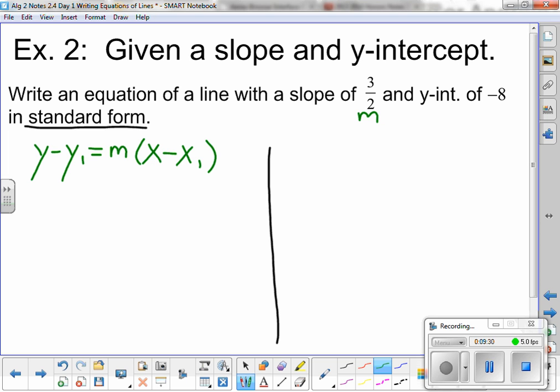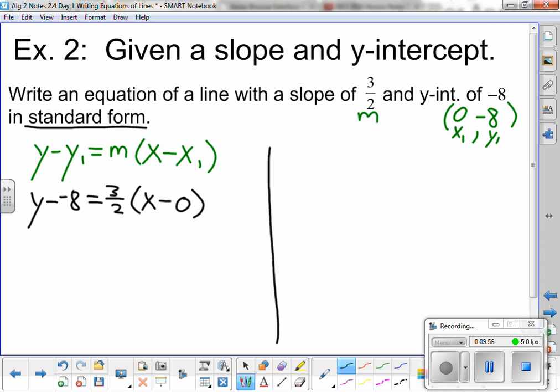Now it gives you a y-intercept. Now y-intercept's actually a point. Y-intercept is a point 0, negative 8. Okay? So let's plug all those values in. This is your x1 and your y1. If you plug all those values in, you will get y minus a negative 8 equals m is 3/2, x minus, and x1 is a 0. Okay? So the parts I plugged in were this part, and this part right here.